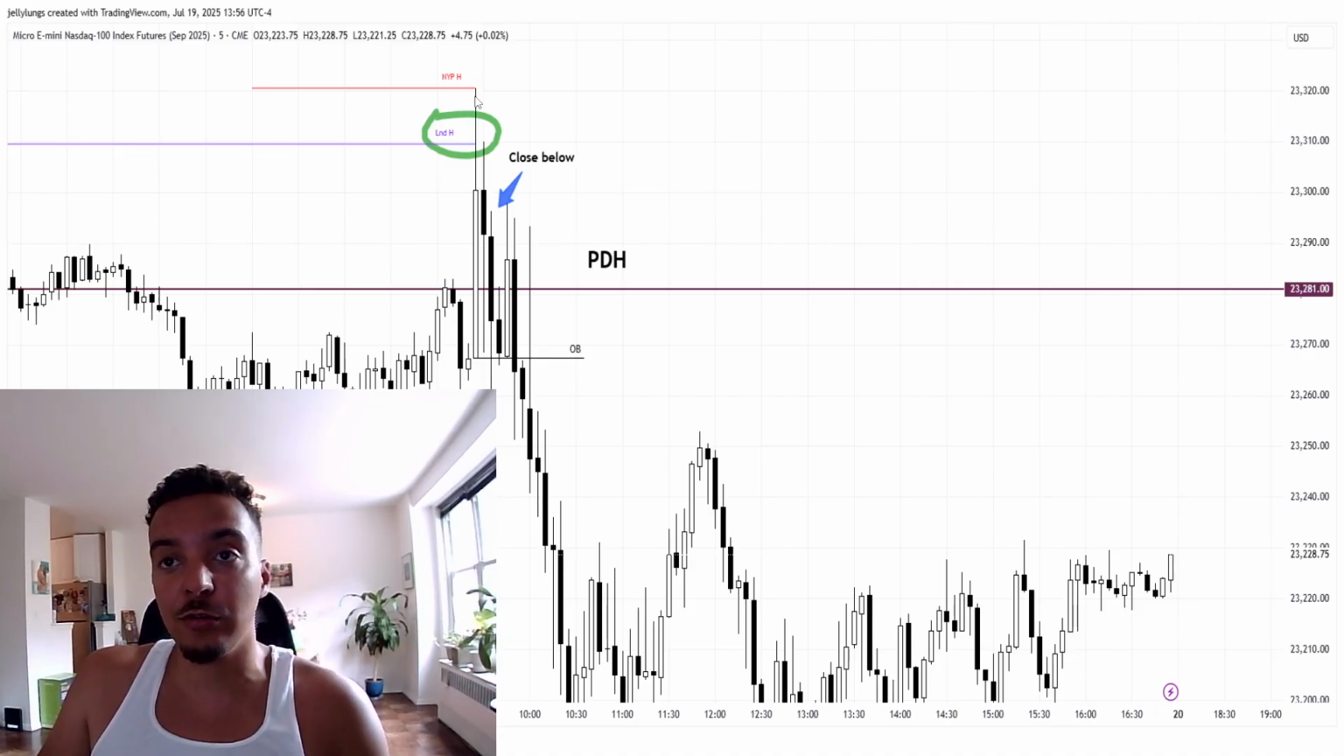I'm not trying to short over here. I want to see a confirmation right here. I shorted right here at 9:30. Put my stop over here. This is my turtle soup type of entries.